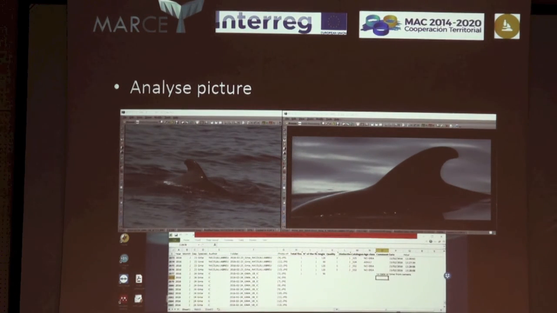Okay, so this is a setup I usually use to analyze pictures. On one side you have your raw pictures, and on the other side you have your reference catalog, and under them you have the database that you will fill with information.